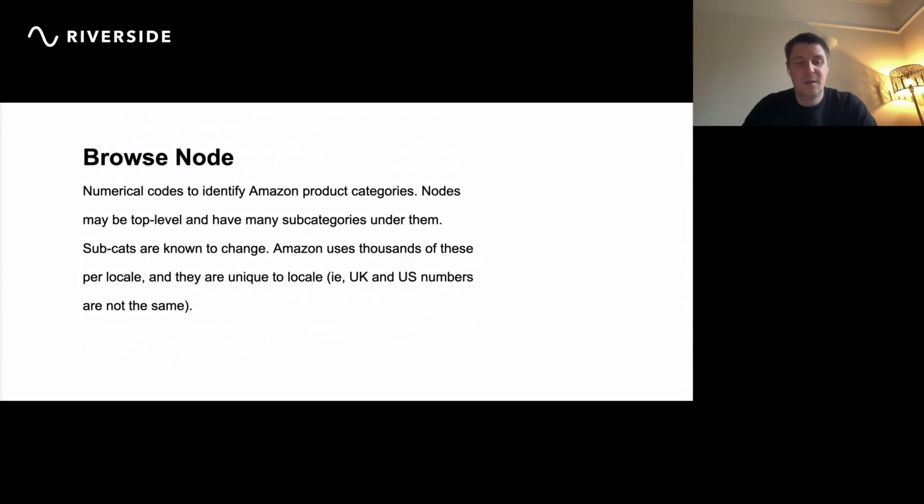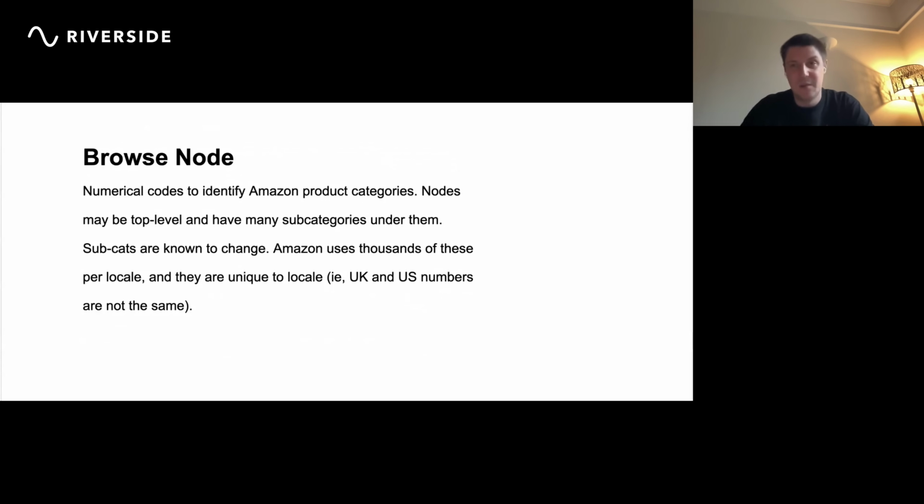Each node is going to be similar to what we talked about with the parent and child ASINs. Each node is going to have a top level variant and then also all of the subcategories underneath them. So we might have health and beauty, then we might have skincare, then facial skincare, then moisturizers, night moisturizers, eye creams, acne treatments, etc. So there are thousands of these.